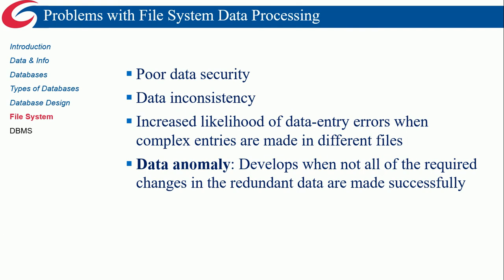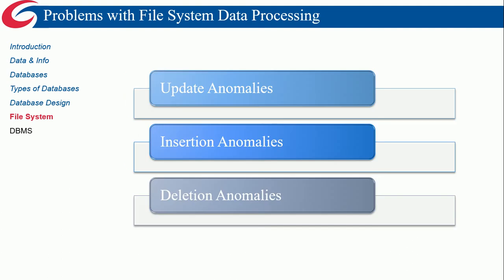And a data anomaly develops when not all of the required changes in the redundant data are made successfully. A good example of that is what I just talked about, when we update, say, a student's phone number in one place, but it doesn't get updated in other places. That would be a data anomaly. In your textbook, they talk about update anomalies, insertion anomalies, and deletion anomalies. We're going to talk about this in much more detail in Unit 5 when we discuss normalization. But these are all errors that can happen when we don't have a structured data format.